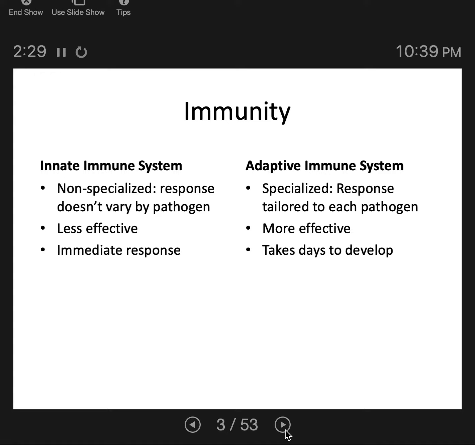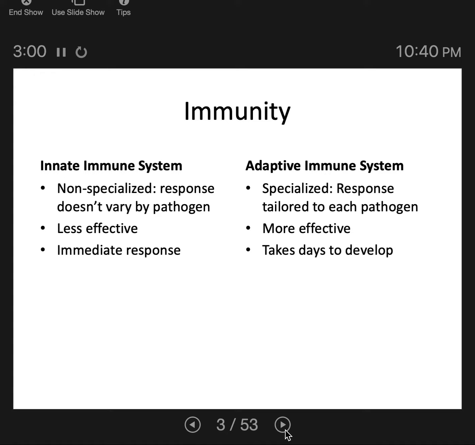There are 2 main branches of our immune systems. There's the innate immune system and the adaptive immune system. The innate immune system is also sometimes called the non-specific immune system. This is the one that we will cover after exam 3. But I want to introduce it here because it actually comes before the adaptive system in terms of what a pathogen encounters. So a pathogen in your body will encounter the innate immune system first, the adaptive immune system second.